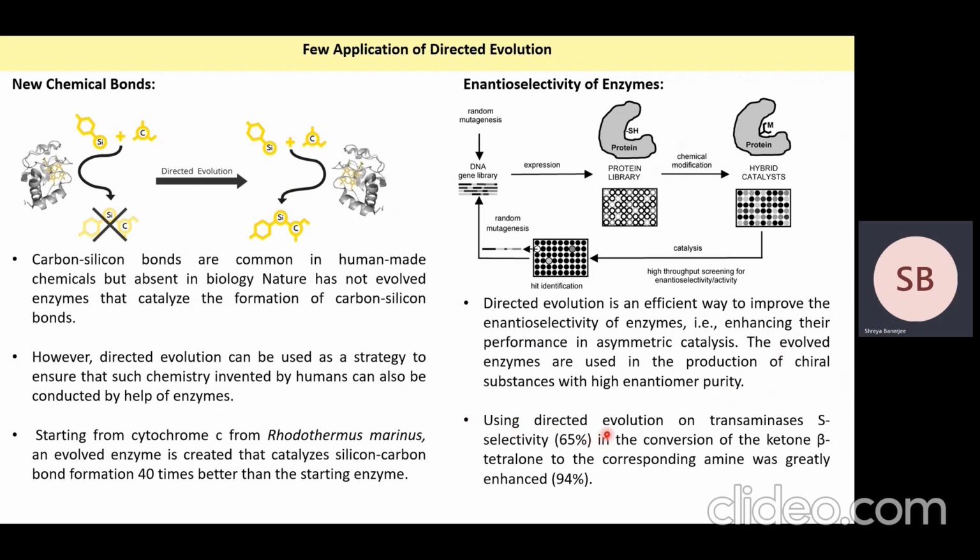What this has been used for is that using directed evolution on transaminases, S selectivity, which was 65% in the conversion of the ketone B-tetralone to the corresponding amine, was greatly enhanced to 94%. What this means is that initially in this reaction, conversion of the ketone to the amine, the percentage of the S isomer formed was 65%. But using the mutated enzyme obtained from directed evolution, now the conversion to the S isomer is 94%. So the selectivity for one particular enantiomer is greatly increased.